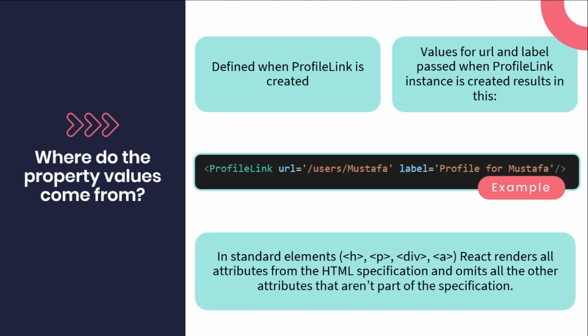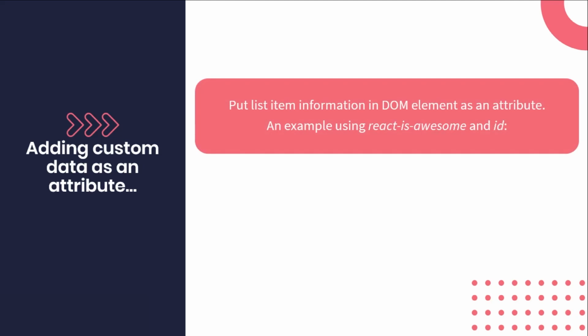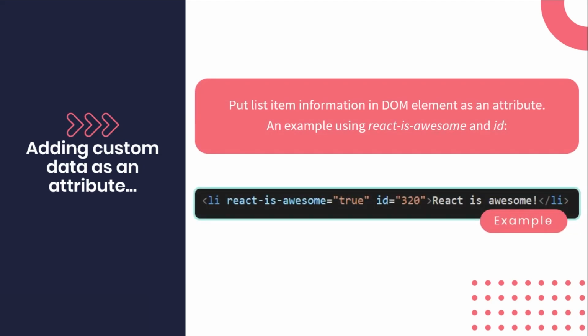When rendering standard elements, React renders all attributes from the HTML specification and omits all other attributes that aren't a part of the specification. This isn't a JSX gotcha, it's React's behavior. Sometimes you want to add custom data as an attribute. Let's say you have a list item, and there's some information that's essential to your app, but not needed by users. A common pattern is to put this information in the DOM element as an attribute. Let's take a look at this example using the attributes React is awesome and ID.